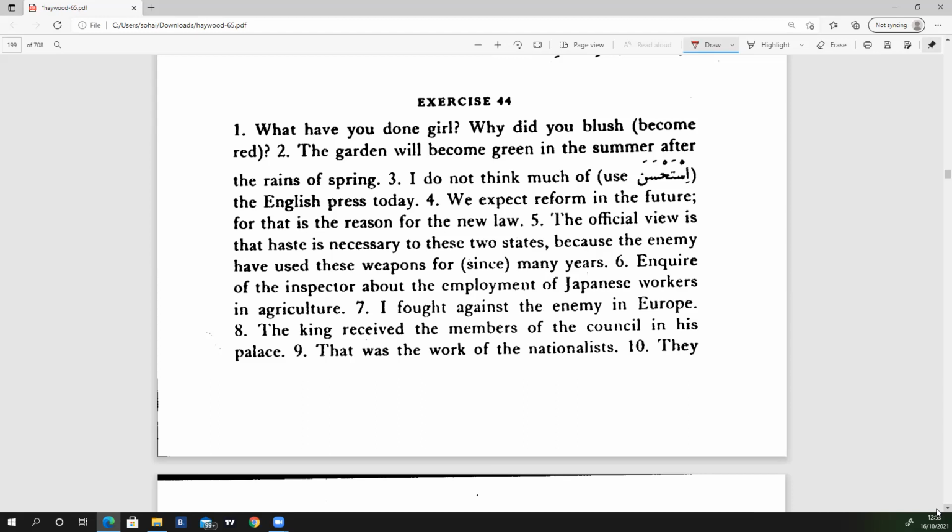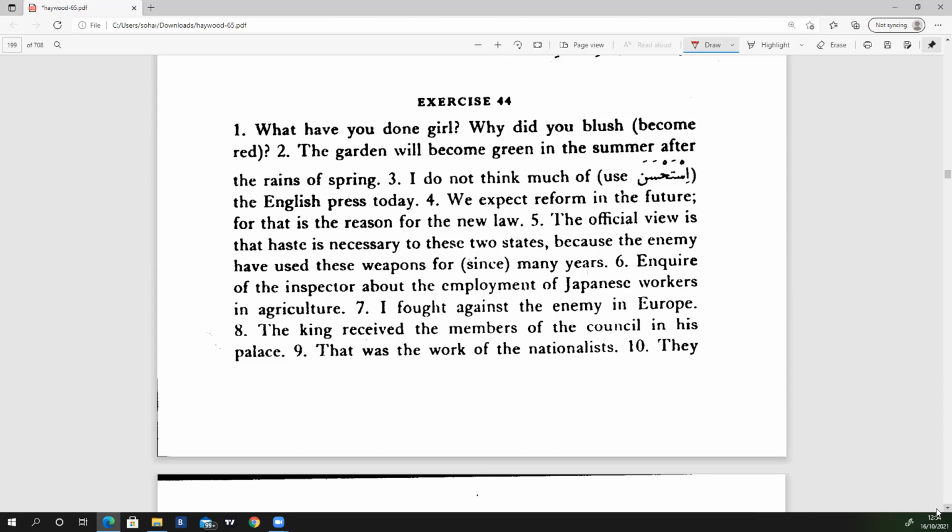The garden will become green in the summer after the rain of spring. You remember how to say green? Akhdar is green. Yes. So the verb will be ikhdarra yakhdarru. Al-bustanu sa-ikhdarra is past, so it's going to be yakhdarru. Al-bustanu yakhdarru fi al-fasli, al-sayfi. Okay.